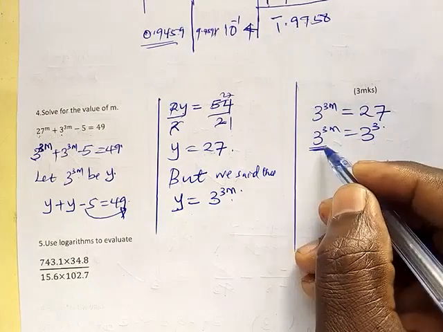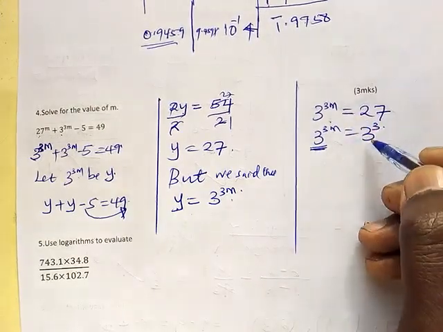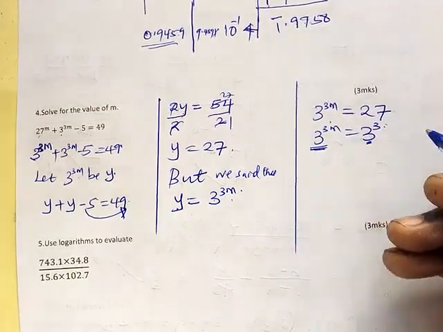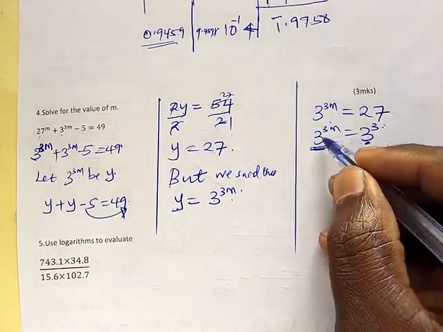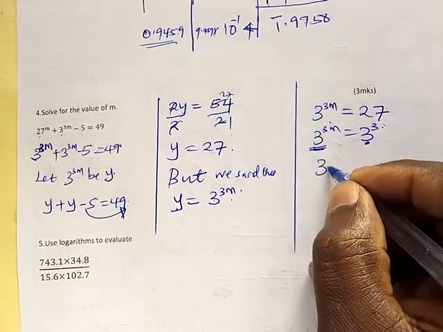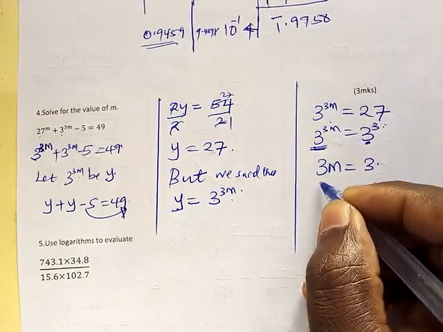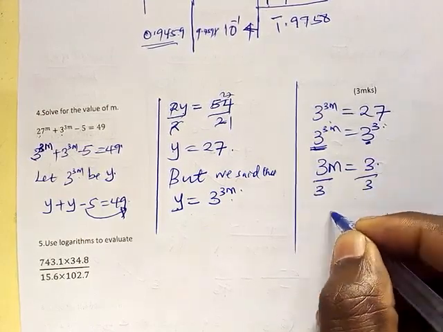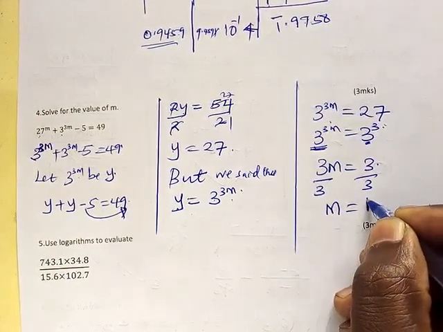Now this one is called the base and this is the power. So the bases are the same. We ignore the bases and then we have 3m equal to 3. Therefore divide by 3 and m equal to 1.